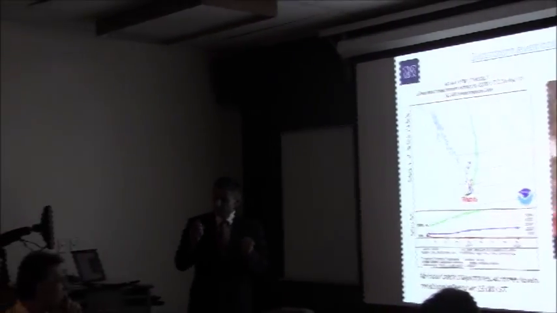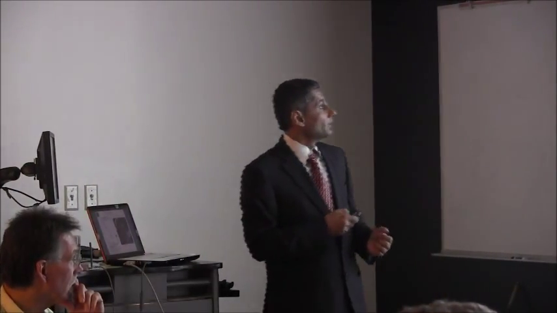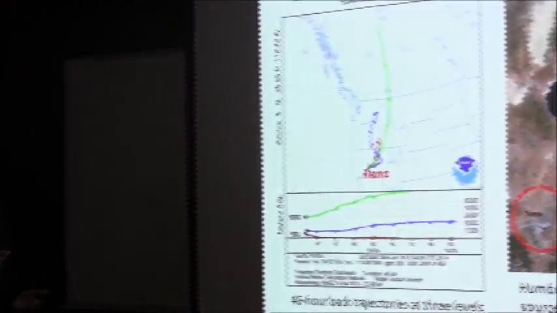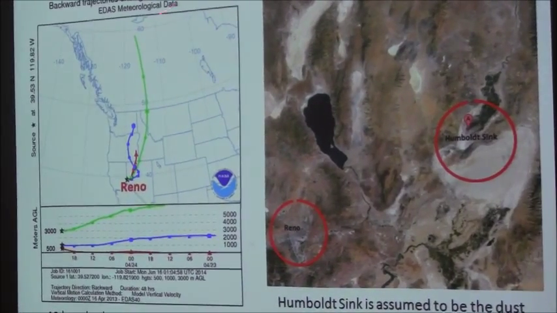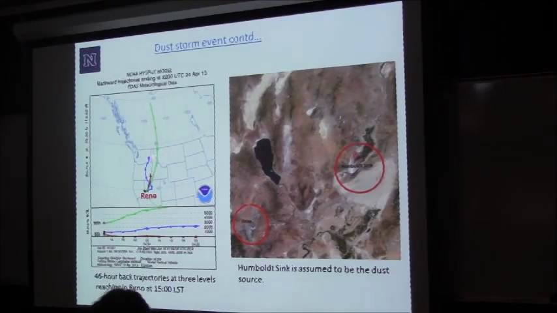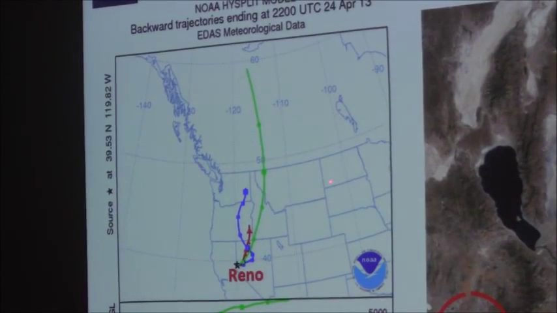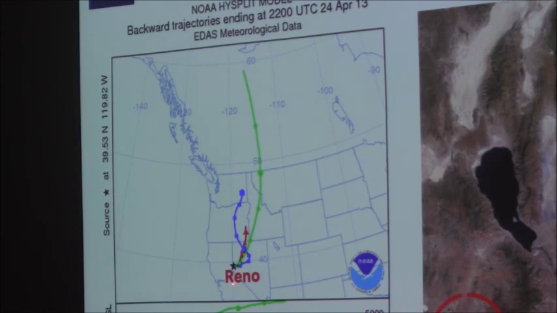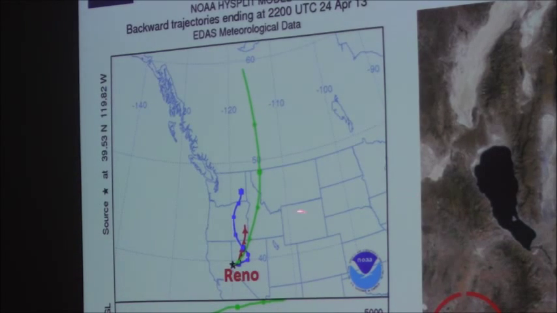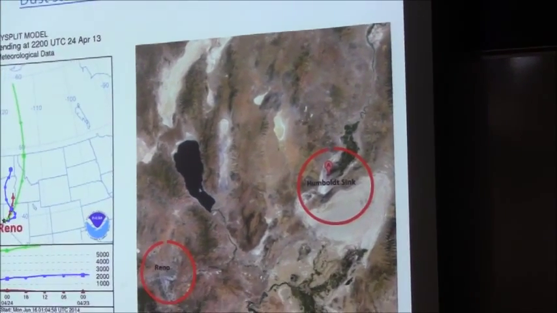Now, our next interest is to see the source of that dust, where it came from. So, to fulfill our interest, we again used the NOAA HYSPLIT model, as I did in the fire case. This result is different from the last one. See, the direction of the airflow is from the northeast this time, coming to Reno. And we assume that this airflow transported the dust particles all the way from Humboldt Sink to Reno. This is our best guess.